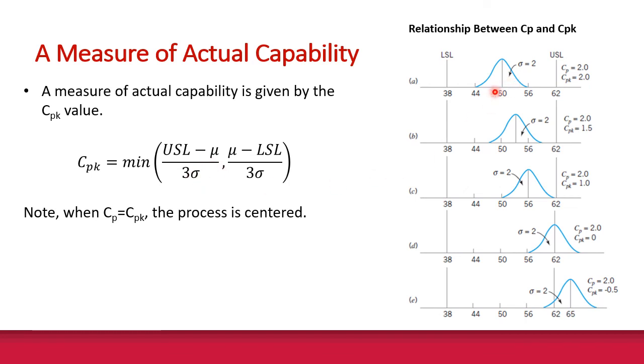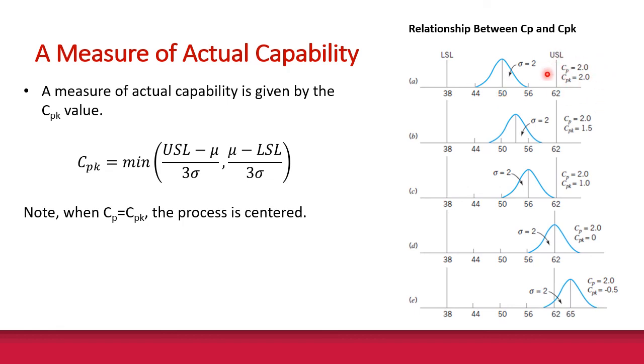And it turns out that if you take the mean minus the lower specification, 50 minus 38, you get 12, divided by 3 times sigma. You also get 2. So both of these halves are 2, so it doesn't matter which one you take. C sub Pk is going to be equal to C sub P in that case. So this shows that if these are equal, the process is centered. And that's what we'd like.